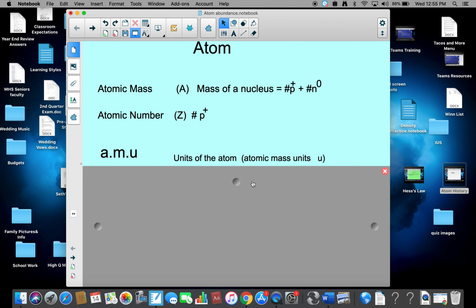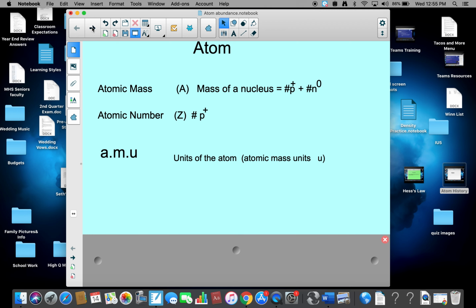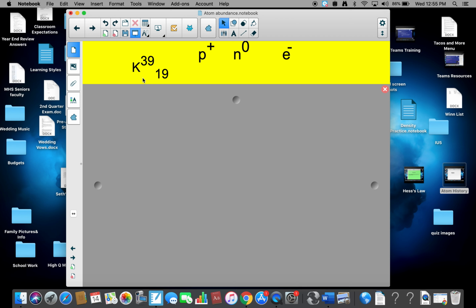Now we express atom size in units of AMU, atomic mass units, or you simply give it the letter U. All right? So let's look at a problem here. We've got an atomic mass of 39 and an atomic number of 19. How many protons, neutrons, and electrons do I have?